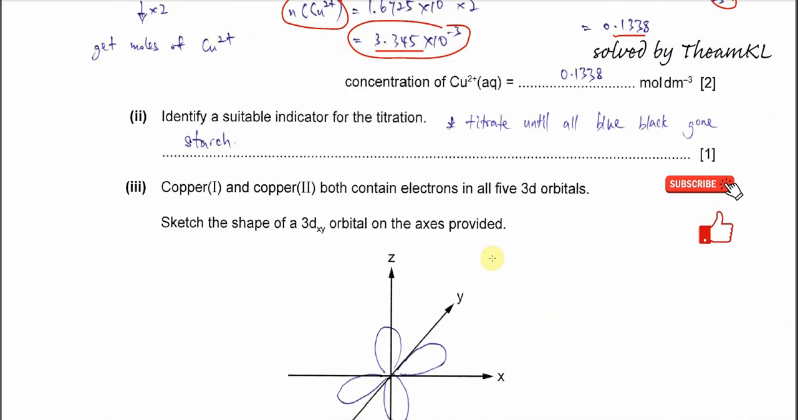Part 2. Identify a suitable indicator for the titration. So I told you already, we use starch, right? So until the blue-black is gone. No more blue-black, that's the end point.